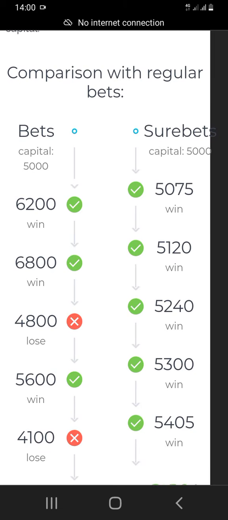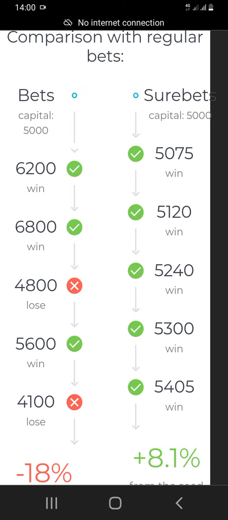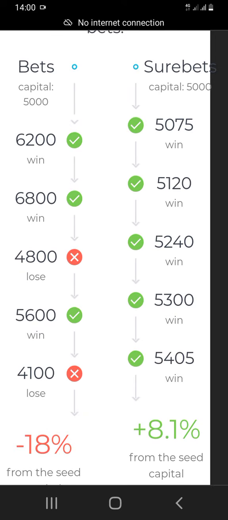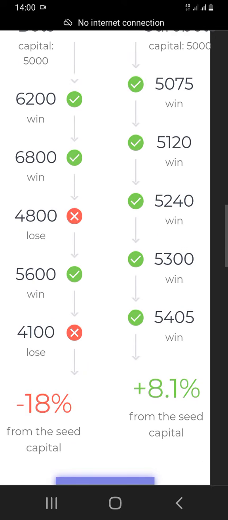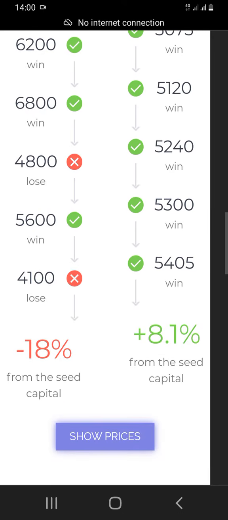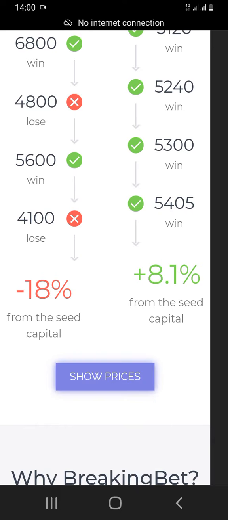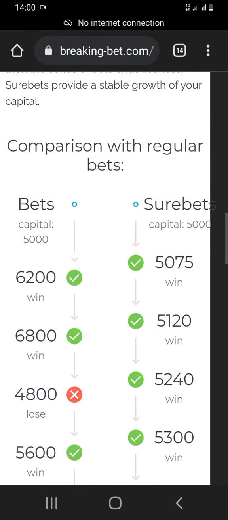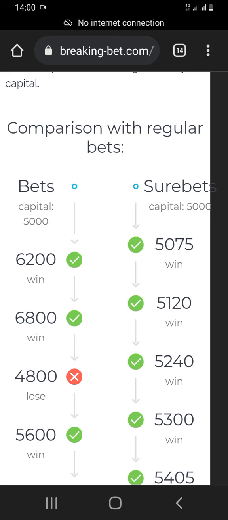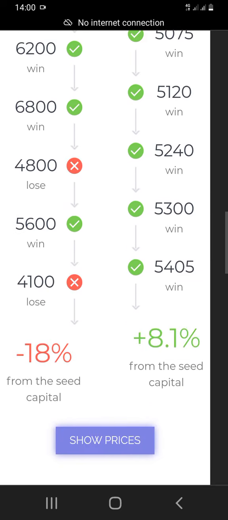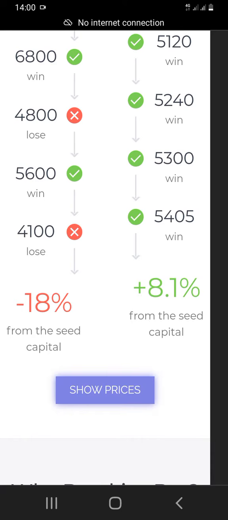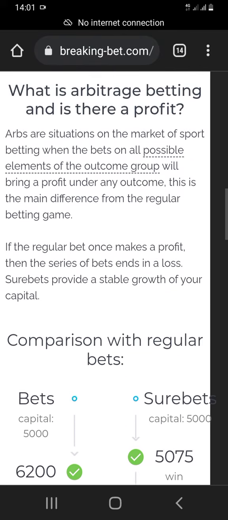Let's say you started betting with 5,000 naira, then you played 1.2 odds and you won 6,200, and then the next day you won 6,800, and then the next day you lost. Your money came down to 4,800, and then the next day you won, and the next day you lost again. You're now at 4,001. So you've had an 18% decline. That is minus. Then let's say you are doing arbitrage betting, and you started with 5,000, the next day you got 75, and then the next day you increased it to 120, 240, 300, and 405. You've gotten an 8.1% capital increase. That's what arbitrage betting looks like.